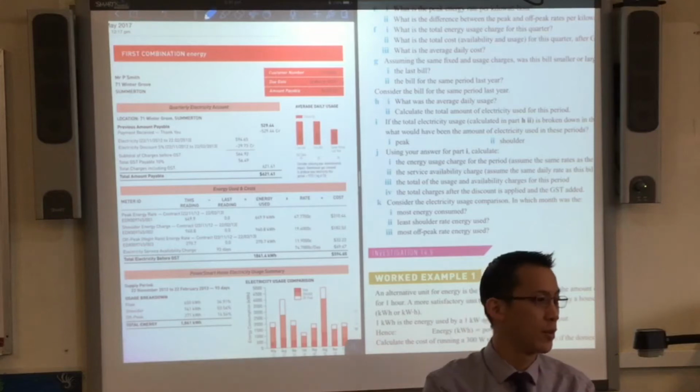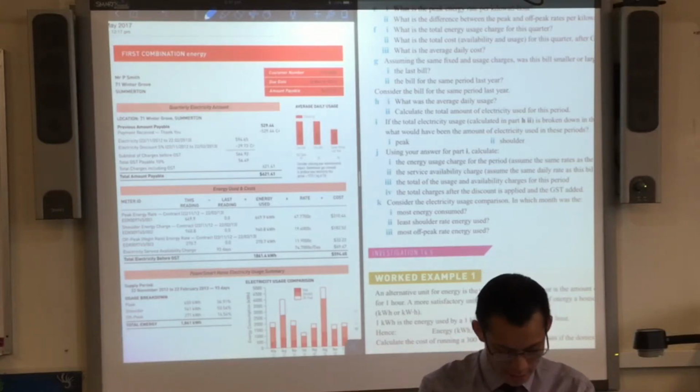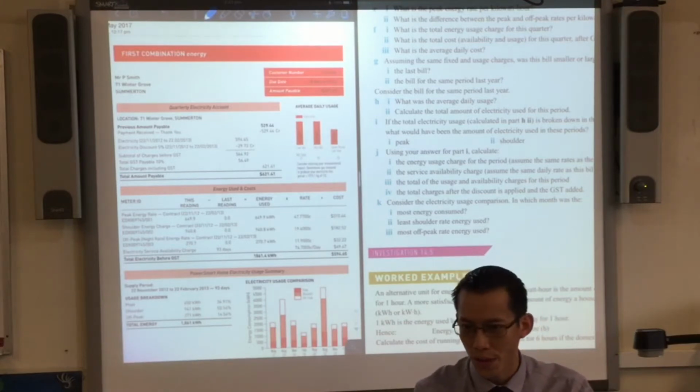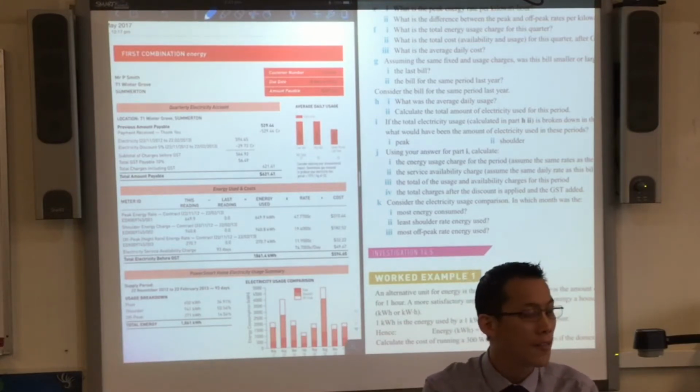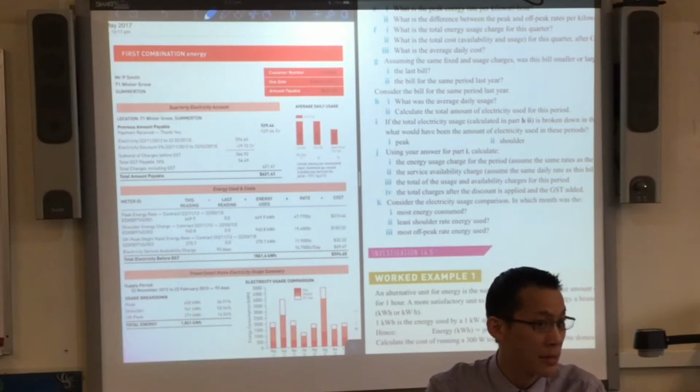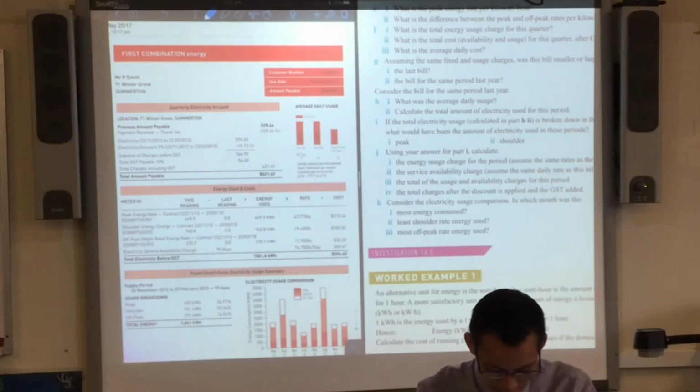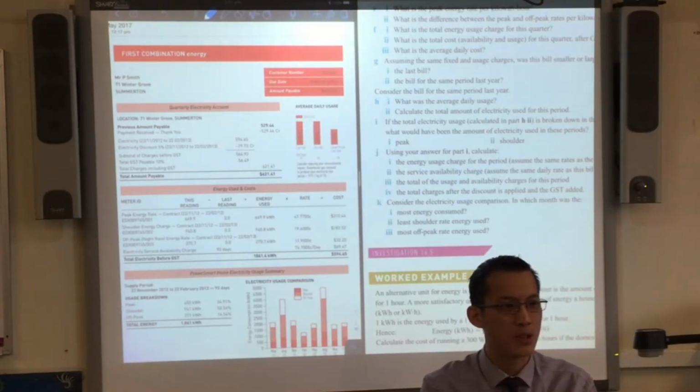Part H and following are all about this phrase: consider the bill for the same period last year. The bill that you do not have. However, we have enough information to try and work out what happened in that bill. It says, what was the average daily usage? So which part of the bill are they trying to get us to look at?